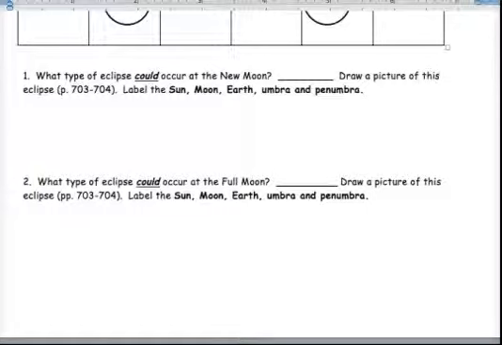And then down at number 2, it's the opposite eclipse. What type of eclipse could occur at a full moon? So write the name of it in the spot. Then again, draw a picture of it, label the sun, moon, earth, umbra, and penumbra. Just like always, if you have any questions or anything, make sure that you ask your science teacher to help you out. Otherwise, you should be able to get pretty much everything from it.